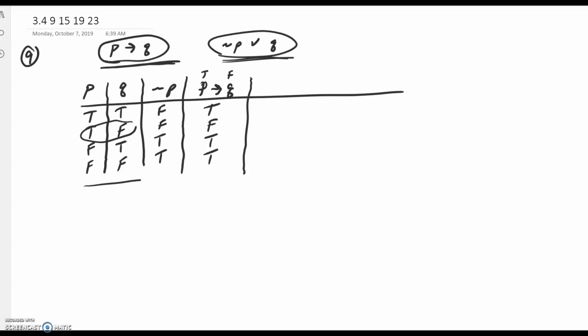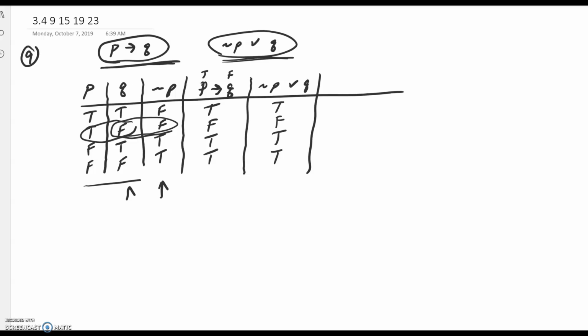And then we need to do this negation of P or Q statement. The negation of P is here, Q is here. The only way an OR statement can be false is if both parts are false. And here's where both parts are false. The rest of them are true.